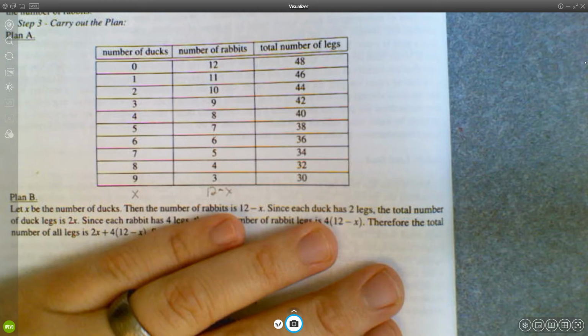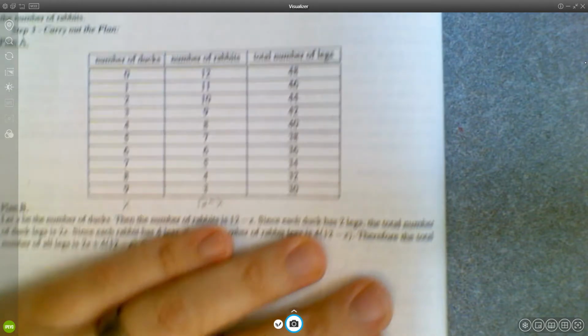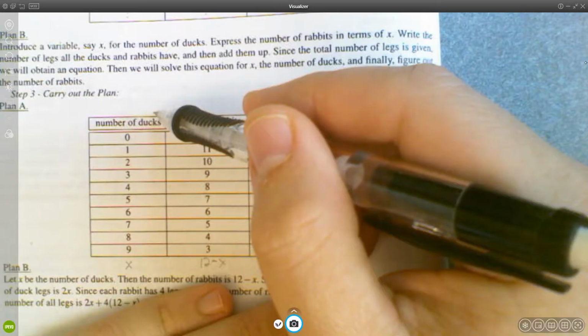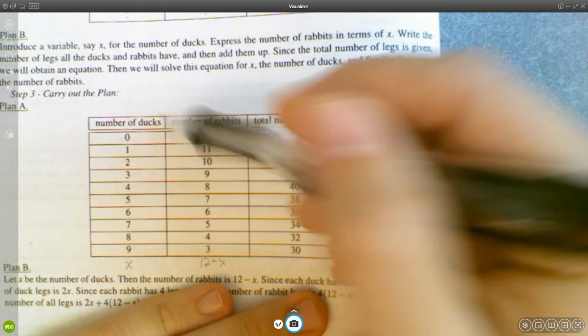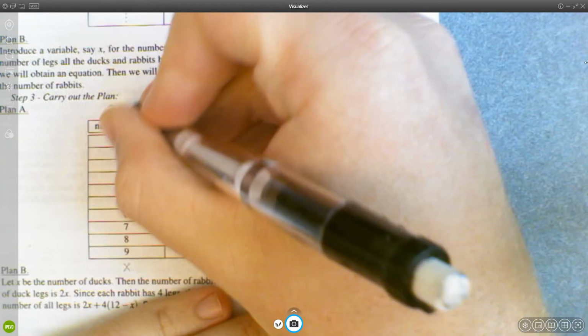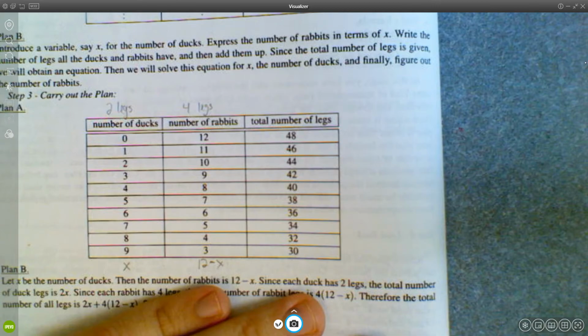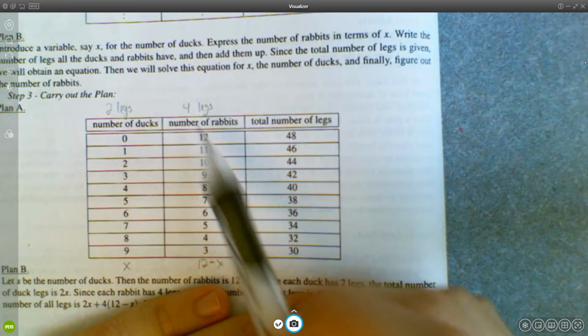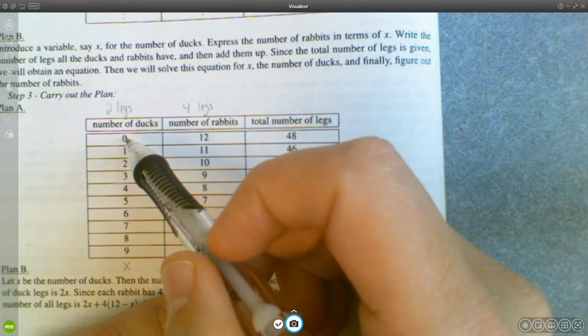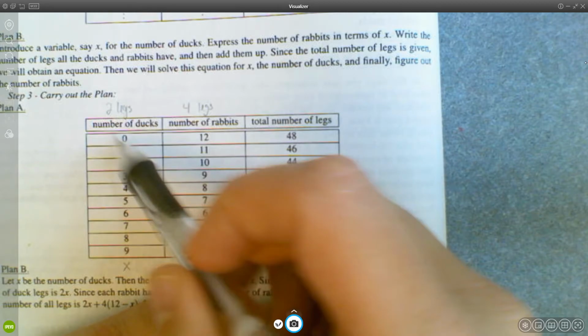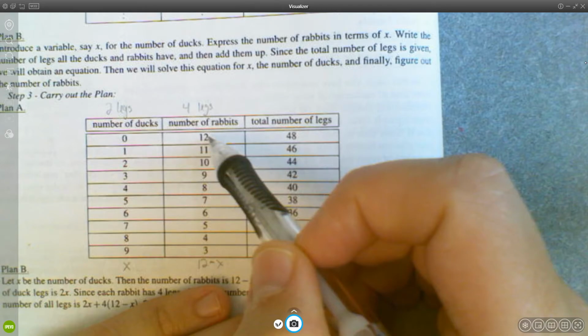Now let's talk about the total number of legs. We know that the total number of legs has to be 30. But if you think about these different animals, ducks have 2 legs, right? Rabbits have 4. So these guys have 2 legs, and these ones have 4 legs. So if you're looking at the total number of legs, you would have to multiply the number of rabbits times 4. That would be the number of rabbit legs. And you would have to multiply the number of ducks by 2. That would be the number of duck legs, right? And then if you add those up, the number of duck legs plus the number of rabbit legs, you get the total number of legs.